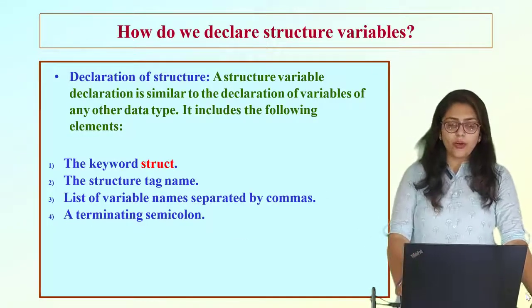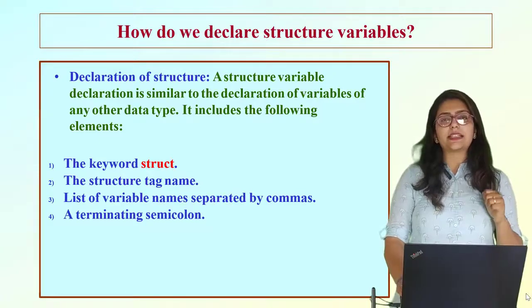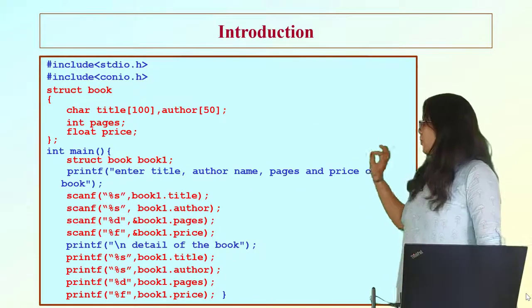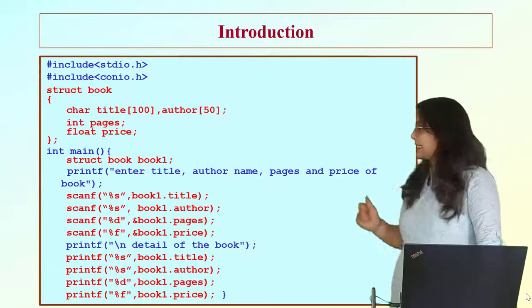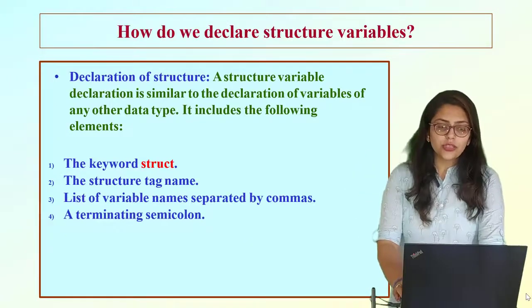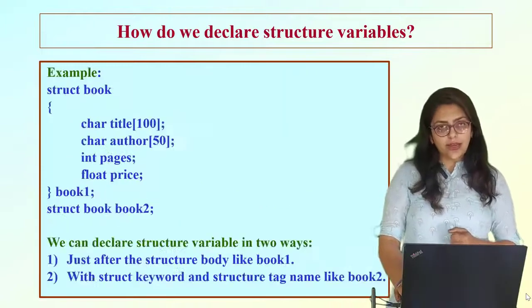So this is the third point, and the last point is the terminating semicolon. After the closing bracket of the structure definition, you must put a semicolon. You can see the semicolon over there. So this is how you can declare structure variables.